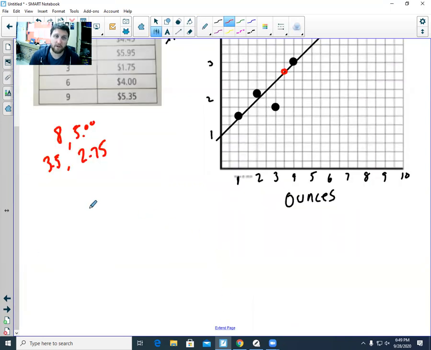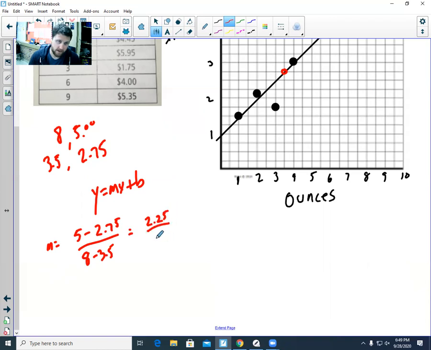So that being said, what I'm going to do now is create my line using y equals mx plus b. So now I'm going to use these to find my slope. When I want my slope, I'm going to use m, and I'm going to do 5 minus 2.75 over 8 minus 3.5, and that's going to give me 2.25 over 4.5. Now, since I'm asked to just create a line, I'm going to use my calculator, and I'm actually going to simplify that so that it's a little bit nicer for me.